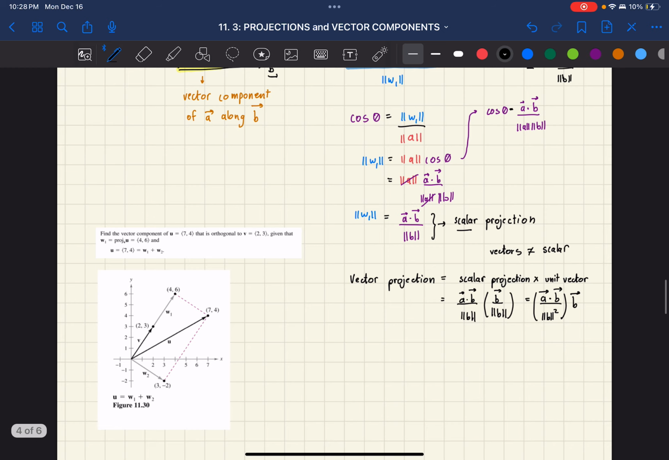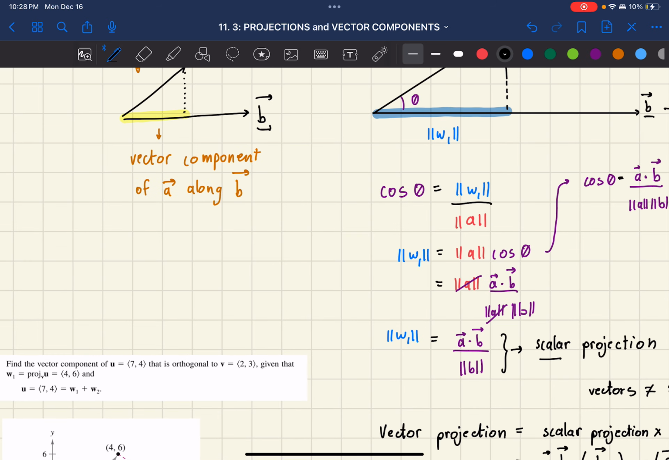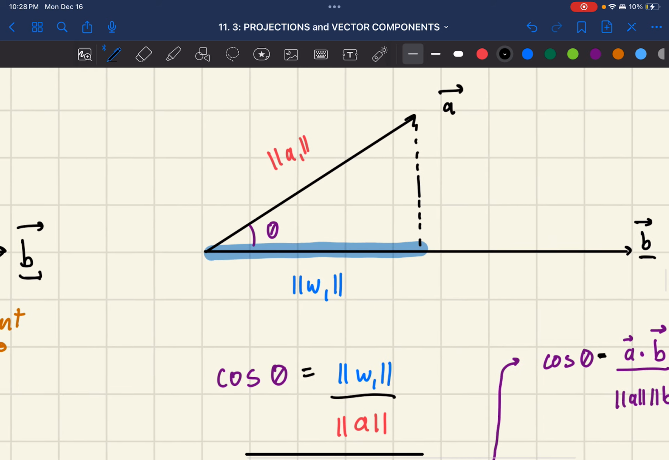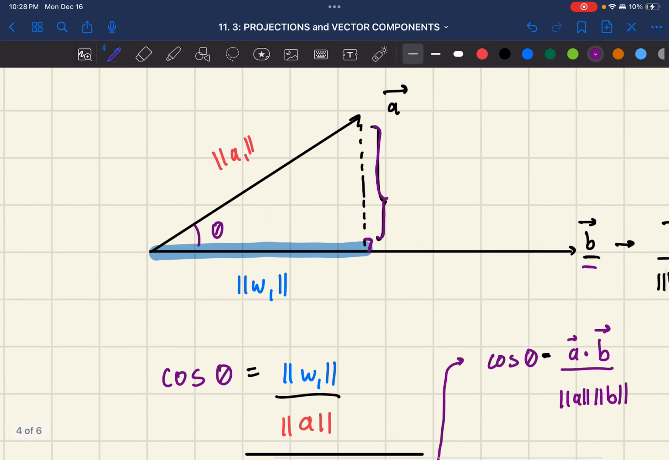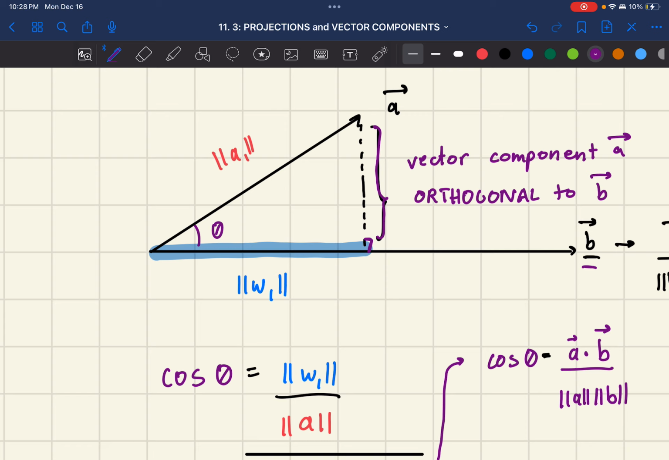Perfect. Now, keep in mind that what we've done here is, again, the vector component of A along B. The key word here is along. There is another portion right here. This portion is, as you can see, orthogonal to B, and is also a component of the vector A. This is the vector component of A orthogonal to B. And that makes a lot of sense.